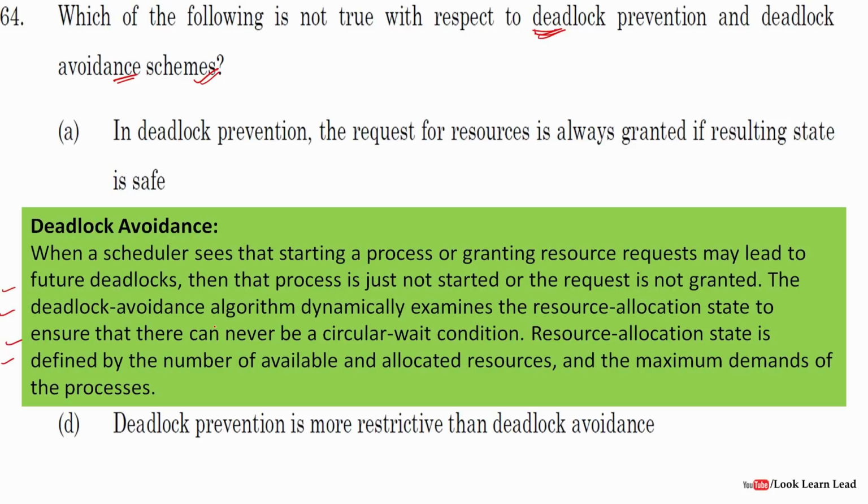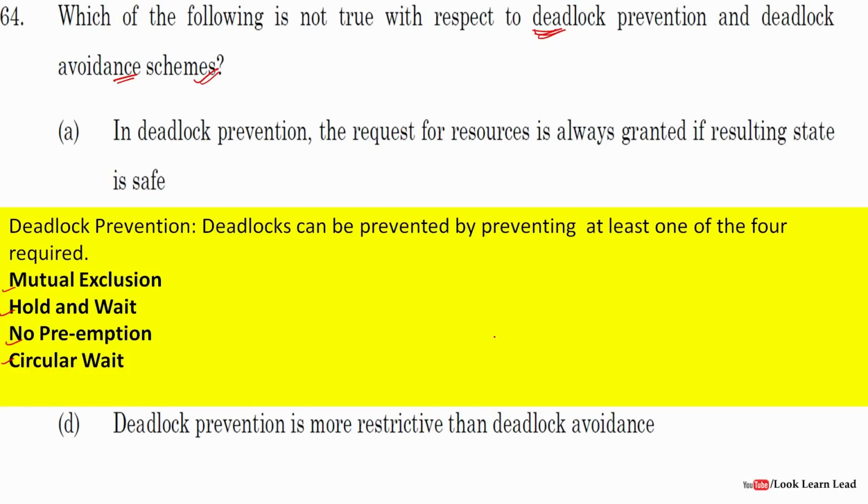The deadlock avoidance algorithm dynamically examines the resource allocation state to ensure that there can never be a circular wait condition, that there can never be an unsafe state. So whenever there is a safe state, it would give the resources, but when the state is unsafe, it won't. Resource allocation state is defined by the number of available and allocated resources and maximum demands of the process. So this is what deadlock avoidance is, and deadlock prevention is based on those conditions, that is mutual exclusion, hold and wait, non-preemption and circular wait.